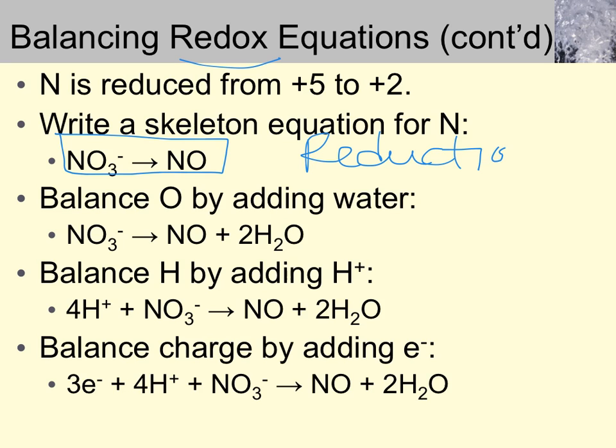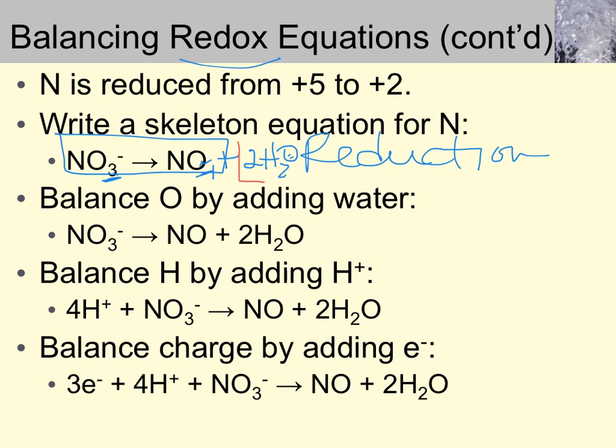Okay, here are the steps we need to do. We need to balance all the atoms except for oxygen and hydrogen. Nitrogen's already balanced. So let's balance the oxygen. Do you remember how we balance oxygen? We do that by adding water. We need 2 more oxygens. We only have 1 on this side. So we're going to add 2 water molecules. Okay. Now we have 1, 2, 3, and 1, 2, 3 oxygens. Oxygens are balanced.